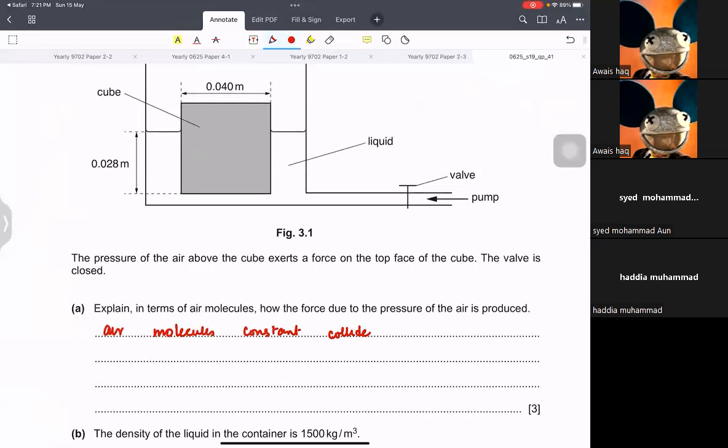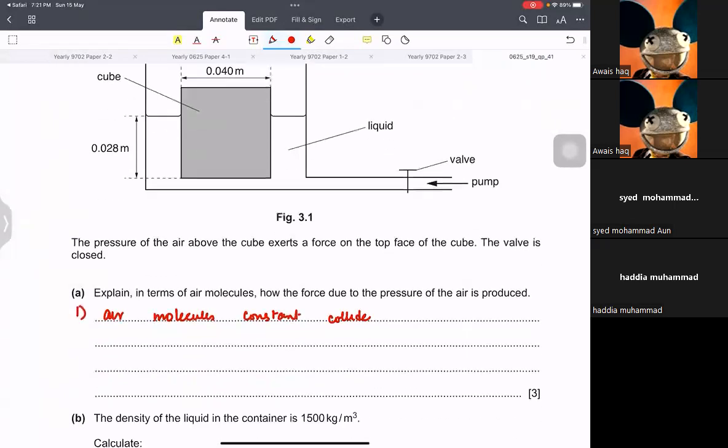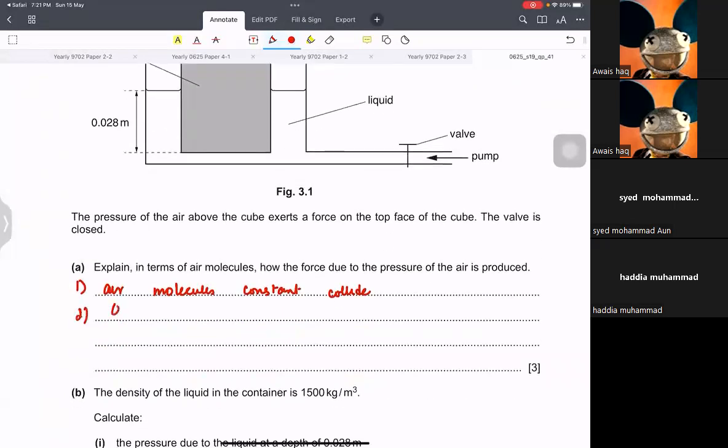So this is 3 marks. 1, air molecules on top of the cube. All right. So there is a change in momentum that exerts a force, just like that.